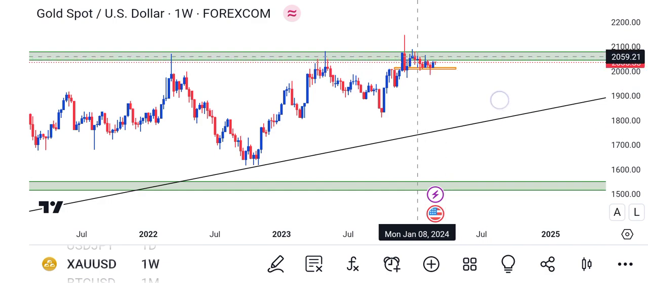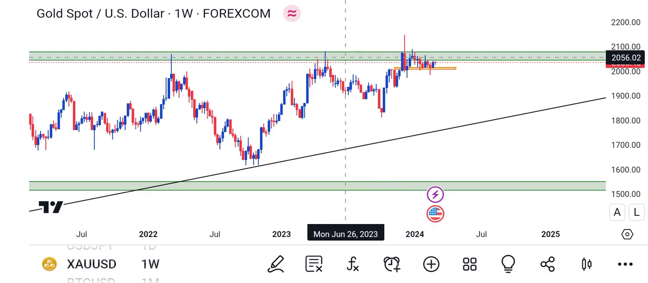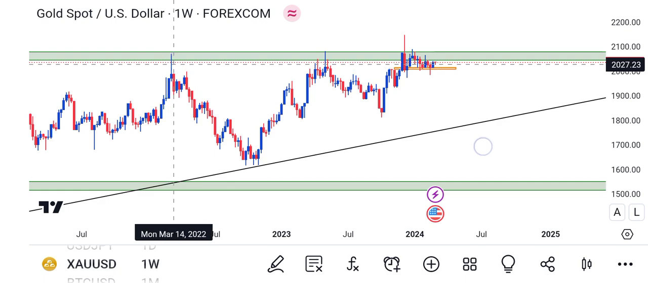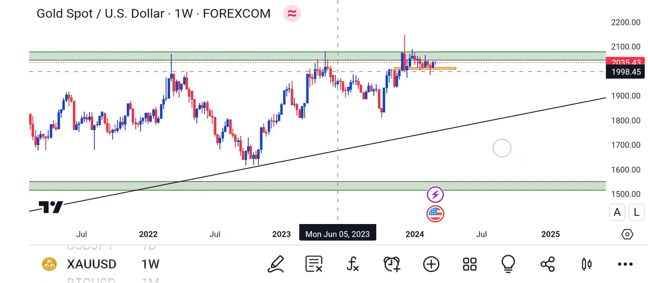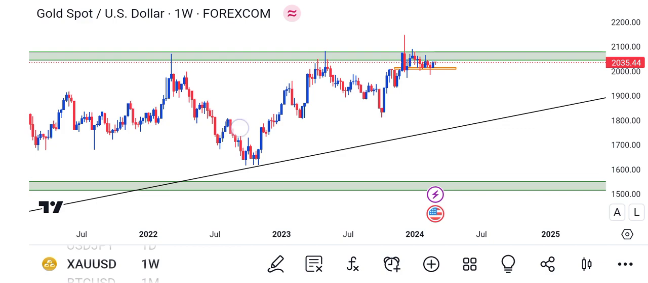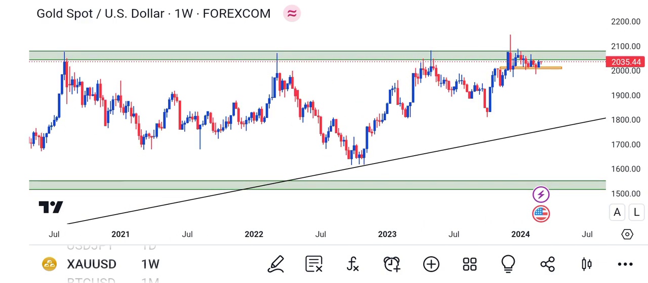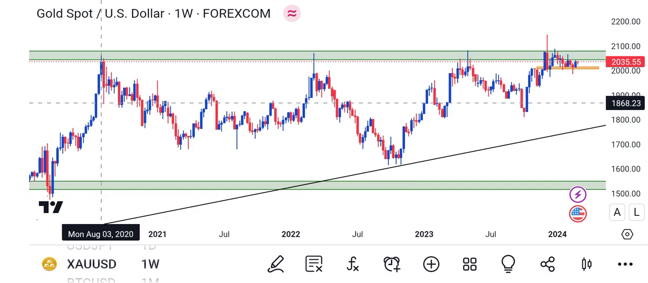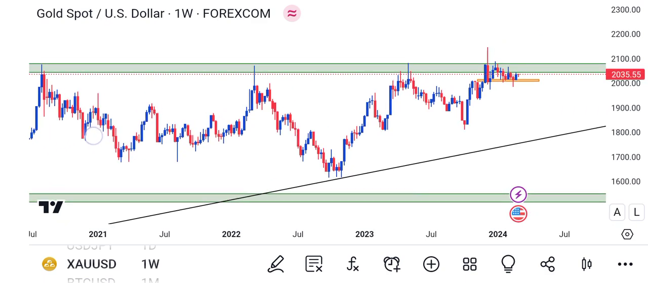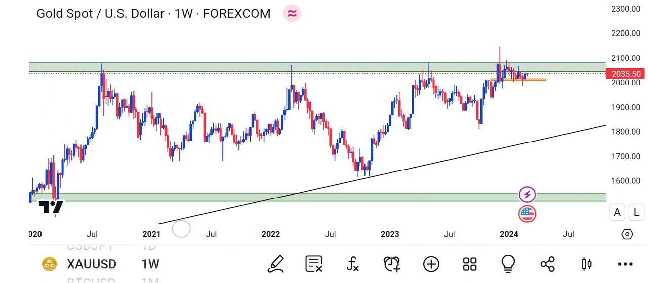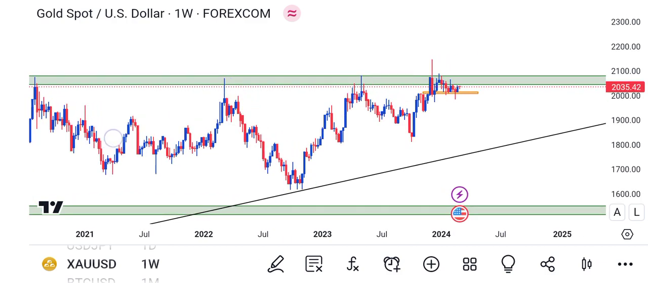This is a major zone on a monthly time frame. Gold has respected this zone for years. It respected it in 2022, it respected it in 2023, now it's respecting it in 2024. It even respected it in 2020. So it's not going to be an easy break. It can never be an easy break, because that's a very major zone. So it will take time for gold to break above the zone.